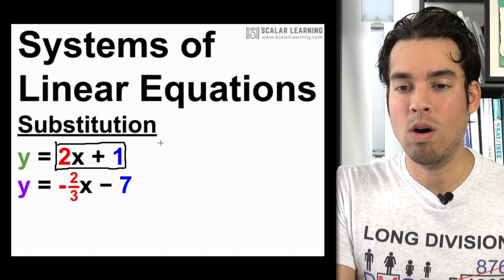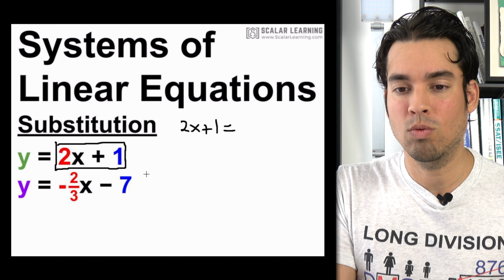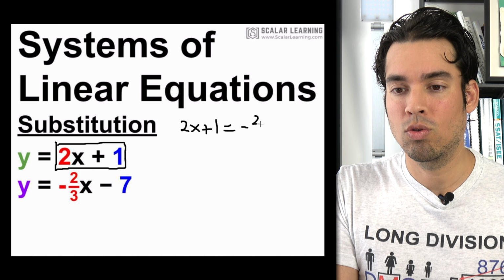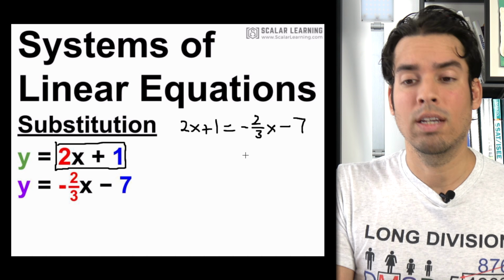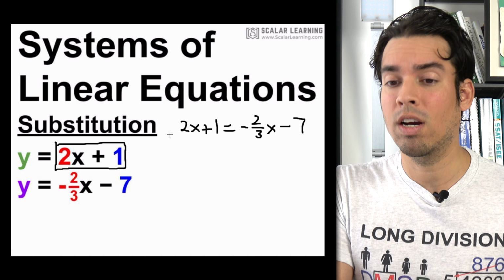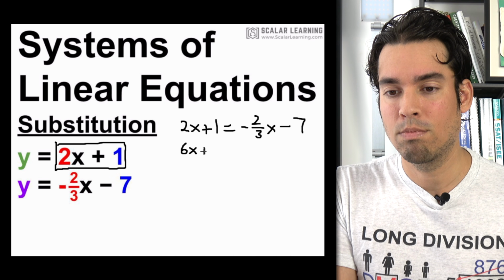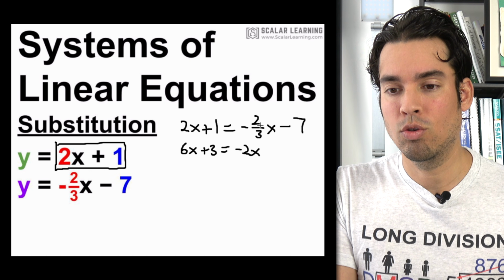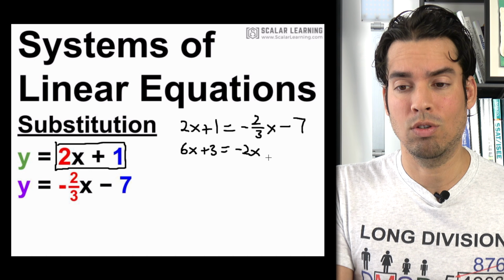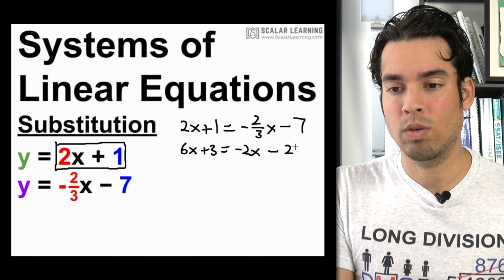So instead of that y, I'm now going to write 2x plus 1, and this equals negative 2/3 x minus 7. And now all I've got to do is get the x's together. First, I don't want to deal with that fraction, so I'm going to multiply everything by 3, and I get 6x plus 3 equals negative 2x, right? Negative 2/3 times 3 is negative 2x. And then this times 3 is minus 21.